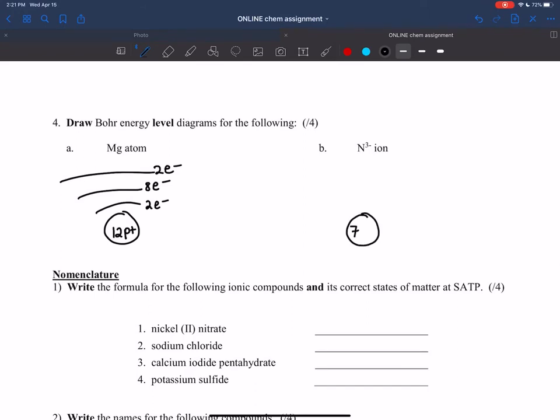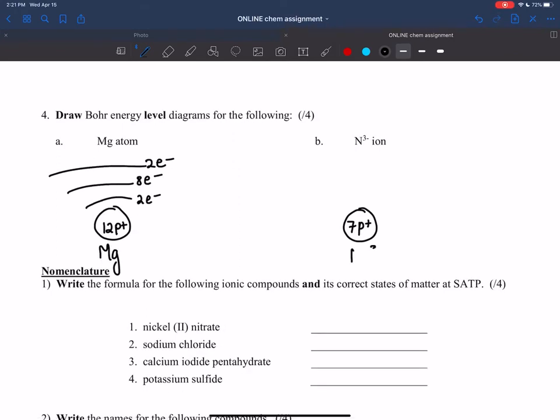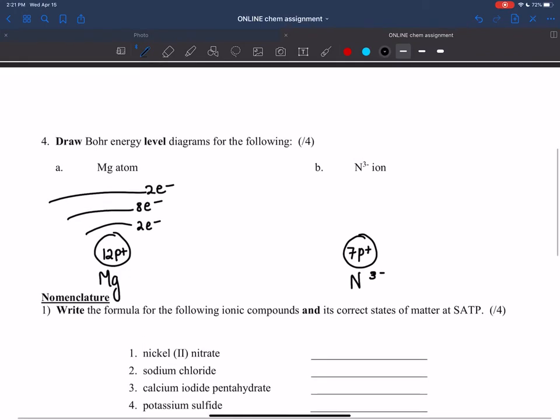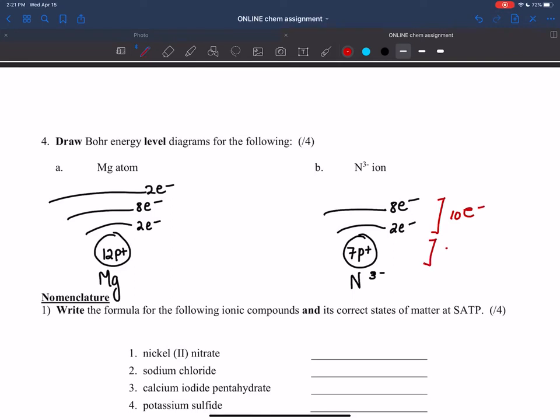Okay. This is a nitride ion. So it has 7 protons. Okay, so this is magnesium. This is nitride. N3 negative. So what the 3 negative tells me is that I need to have 3 more electrons than protons. So if I have 7 protons, I should have 10 electrons. 7 plus 3 is 10. So I have 2 in the first and 8 in the second. That's 10. Okay, so here I have 10 negatives, 10 electrons, and 7 protons, which gives me a -3 charge.